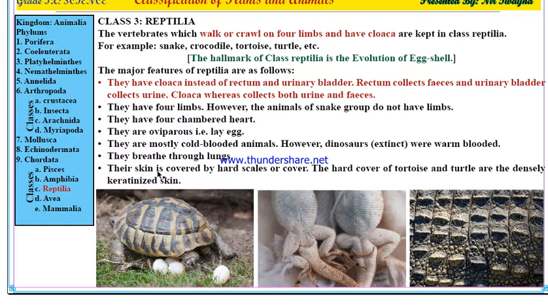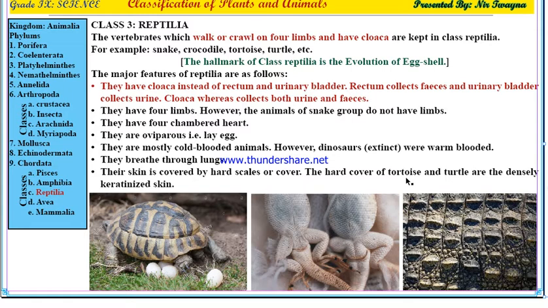Next, their skin is covered by hard scales or cover. The hard cover of tortoise and turtle is densely keratinized skin. Their skin is usually hard because of deposition of keratin. Many people think that the shell of tortoise is made up of bone, but it is not bone. It is skin, and the skin becomes hard because of excessive deposition of keratin, and the same keratin is present in our hair as well.